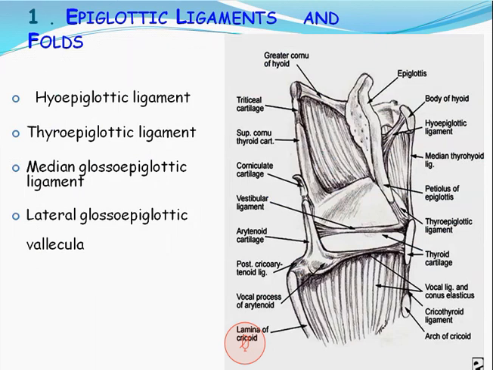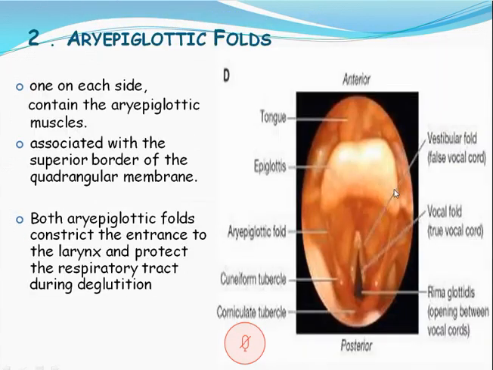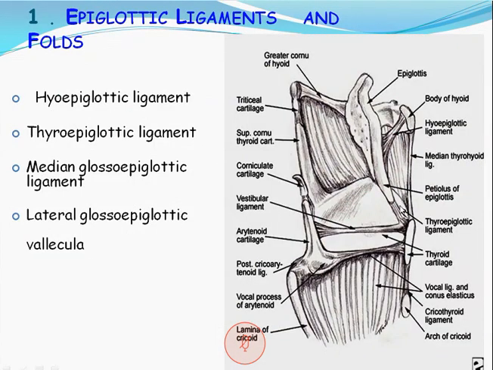Epiglottic ligaments and its folds: you have one from the epiglottis to the hyoid, the hyoepiglottic ligament. Another one from the epiglottis to the thyroid, the thyroepiglottic ligament. From the epiglottis to the tongue, we have two folds, the median glossoepiglottic fold and the lateral glossoepiglottic fold. In between, the deep valley-like area is called the vallecula.